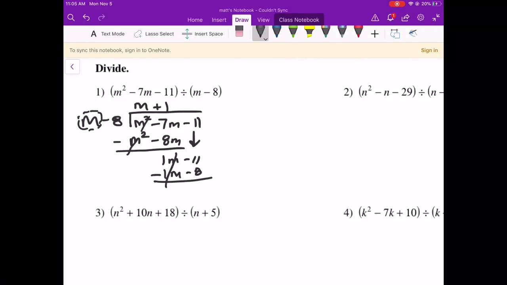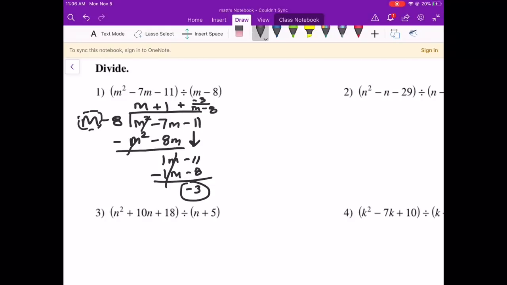So I subtract those. These cancel. Negative 11 plus 8 is negative 3, and that's my remainder because I can't multiply m by anything to get negative 3. So that means that I have a remainder of plus negative 3 divided by m minus 8. That's how I would write my remainder.